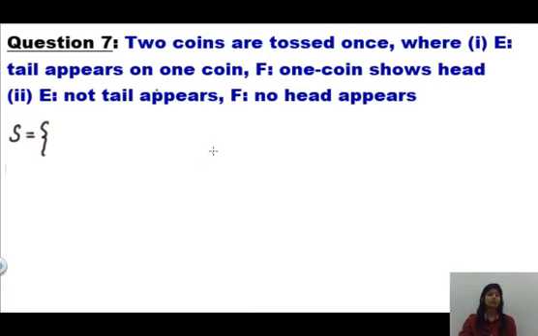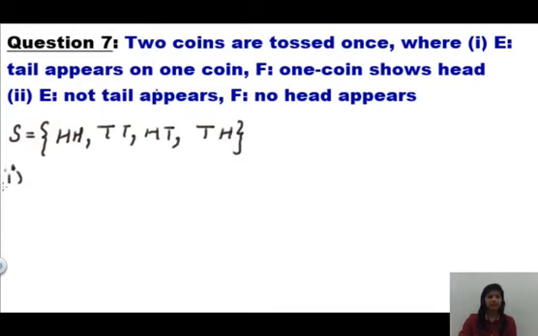When I toss two coins, the outcomes can be: both times I can get heads, both times I can get tails, first time head and second time tail, or tail on the first place and head the second time. Yes, these are the four possibilities. So this is our sample space.